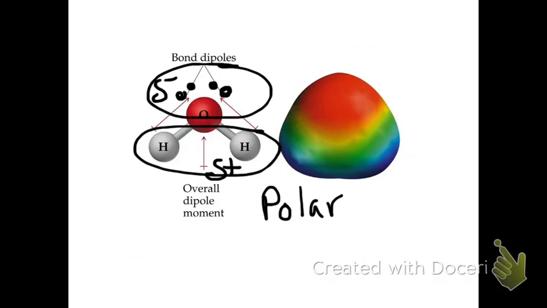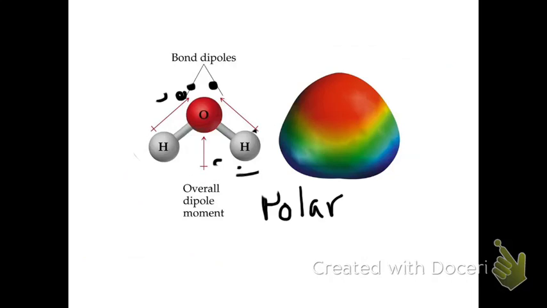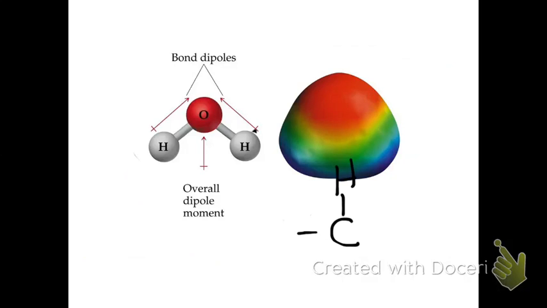Alright? So now let's take a look at some other examples, and you tell me if there's symmetry, being symmetrical around the central atom, or not, and that will determine if it's a polar molecule or nonpolar molecule. So let's look at methane, CH4.